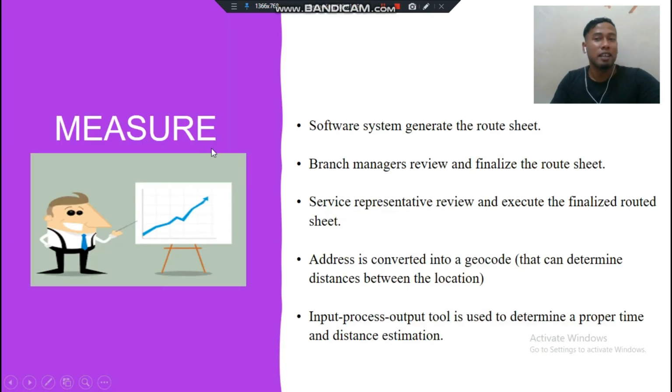Okay, for the measure phase, in this company, the software system generates the route sheet. The branch manager reviews and finalizes the route sheet. The service representative reviews and executes the finalized route sheet. Addresses are converted into a geocode, which the company can use to determine the distance between the location and the branch. After that, the input process output tool is used to determine a proper time and distance estimation.